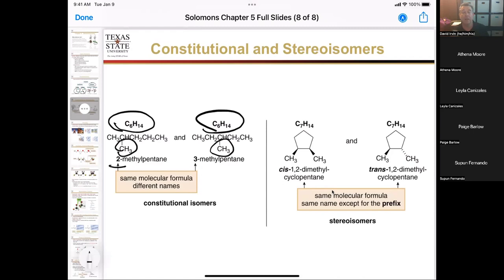Okay, now let's look at our next example here. We have these methyl groups on the same side of the ring, and this methyl group up, this methyl group down, meaning they're on opposite sides of the ring. So now the only difference between them is how they are looked at in space, which means the name is still 1,2-dimethylcyclopentane, but to definitively say which one we have to say cis if they're both on the same side of the ring, and trans if they're on opposite sides of the ring. So that's the difference between a constitutional isomer and a stereoisomer.